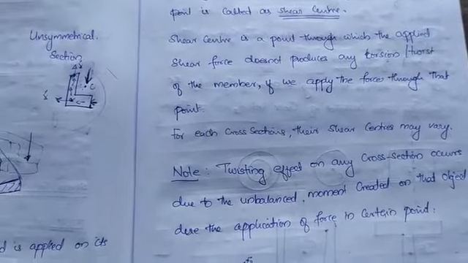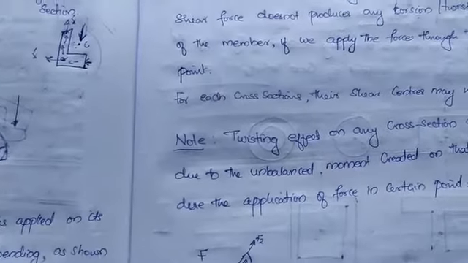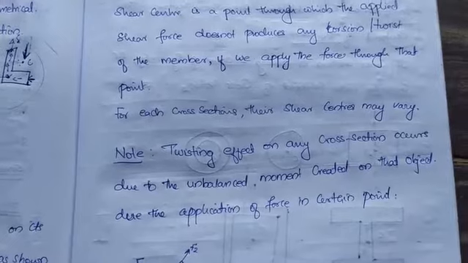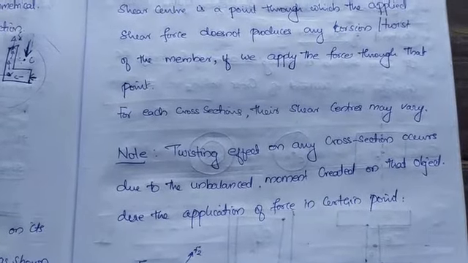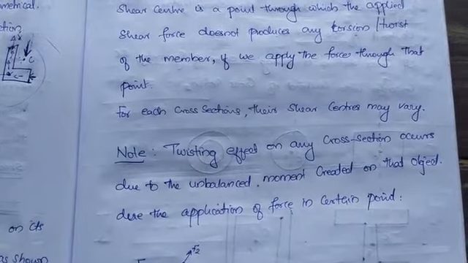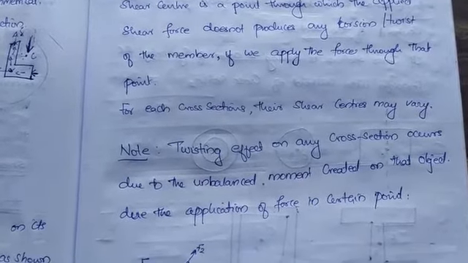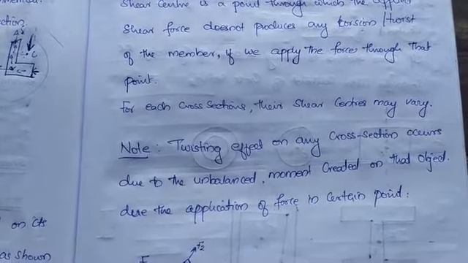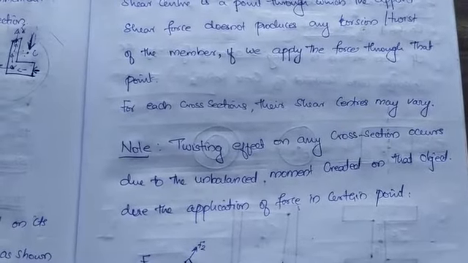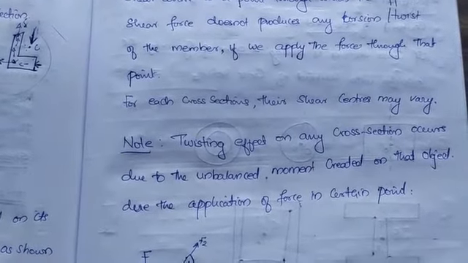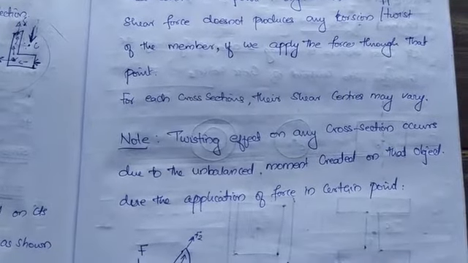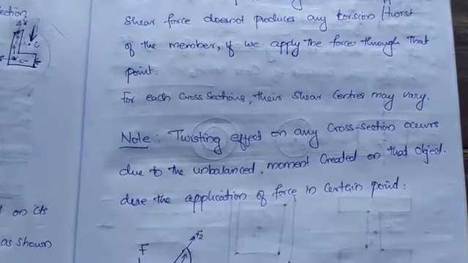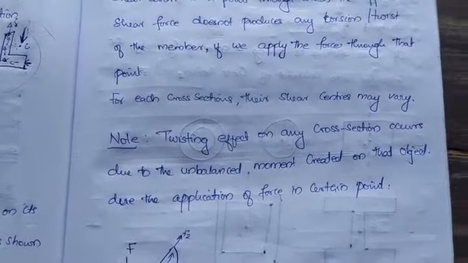Okay, that we will see. Another important point is that the twisting effect on any cross section occurs due to unbalanced moment created on that object due to the application of force at a certain point. So the main twisting effect is due to the unbalanced moment.